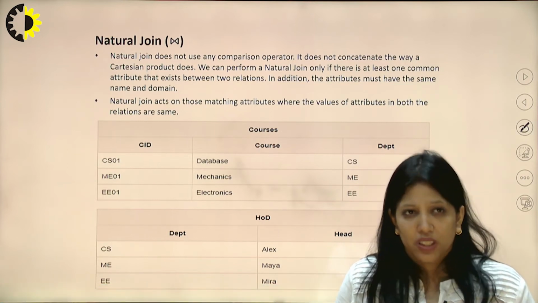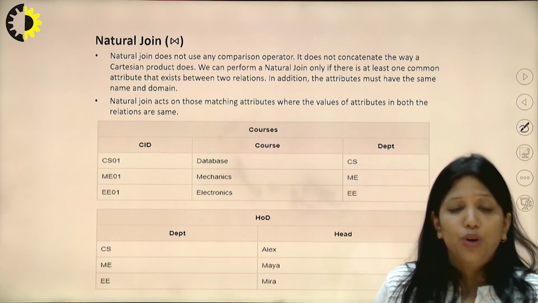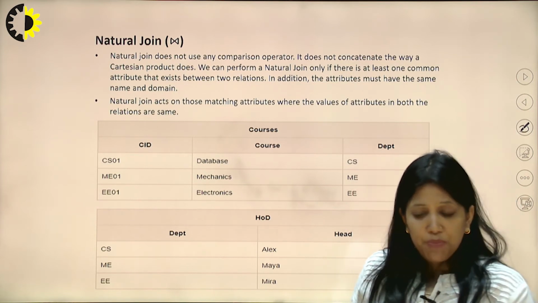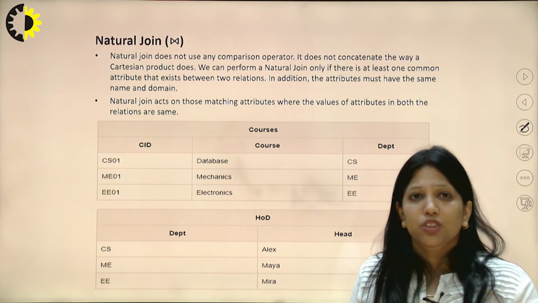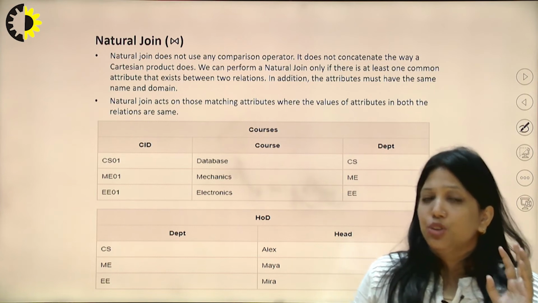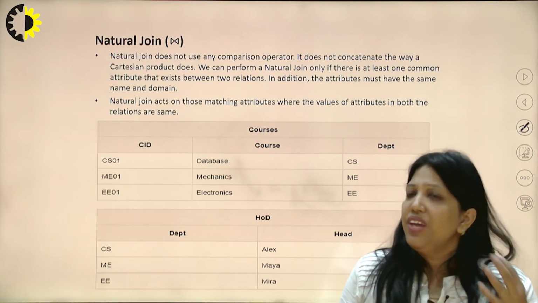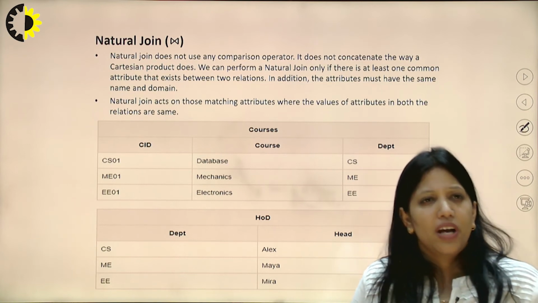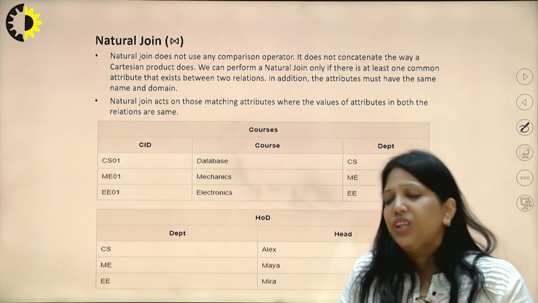In the Cartesian product, it is possible that no two attributes are common. If the attributes have different names but their domains are the same, then we are able to apply the theta join. So natural join is only applied when one attribute is common between two different tables and they have the same domain. Natural join acts on those matching attributes where the values of the attribute in both relations are the same.